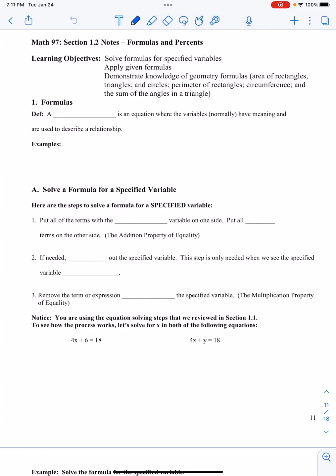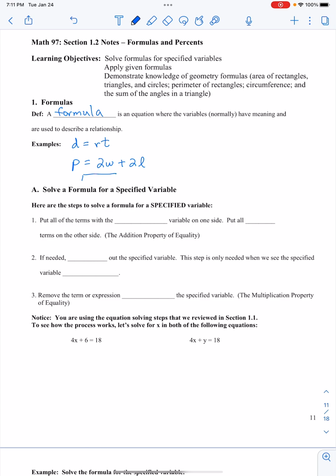So let's start with the definition. A formula is an equation where the variables have meaning and are used to describe a relationship. So for example, maybe you've seen D equals RT, distance equals rate times time. Maybe you've seen P equals 2W plus 2L.